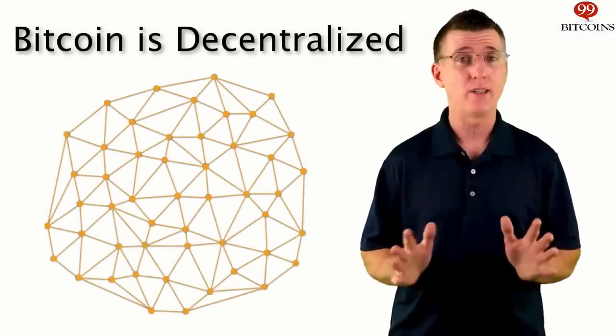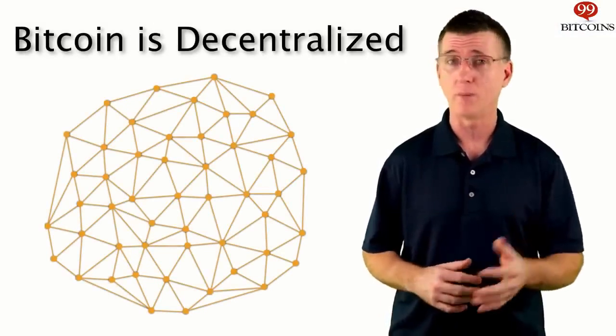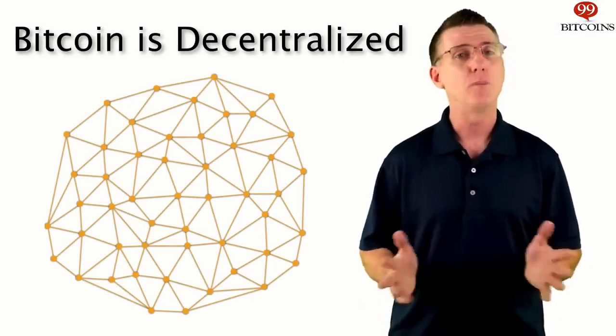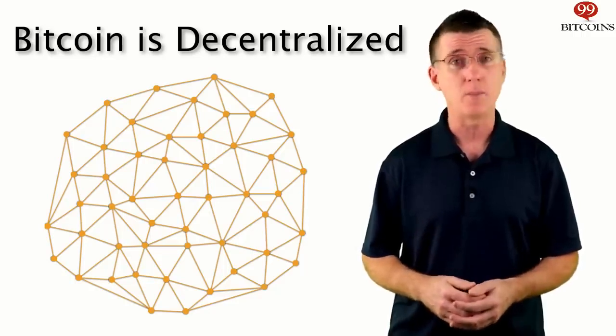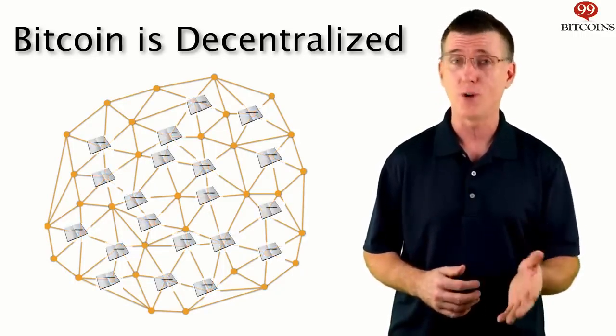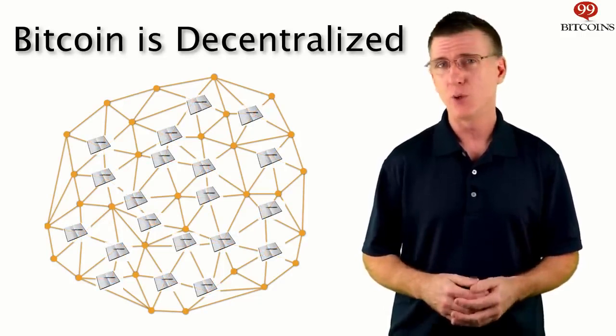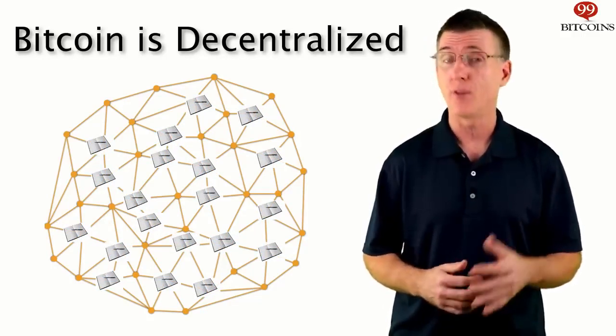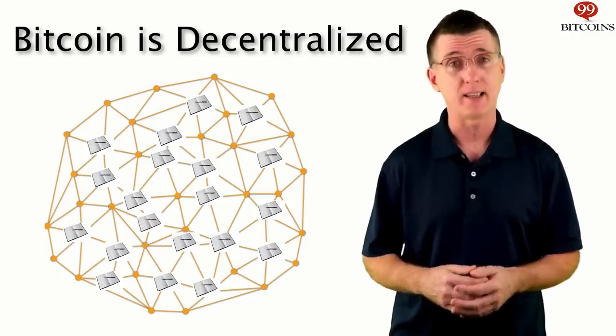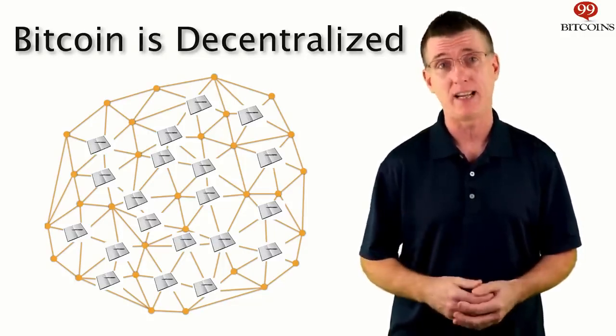Bitcoin is also decentralized. There's no one computer that holds the ledger. With Bitcoin, every computer that participates in the system is also keeping a copy of the ledger, also known as the blockchain. So if you want to take down the system or hack the ledger, you'll have to take down thousands of computers which are keeping a copy and constantly updating it.